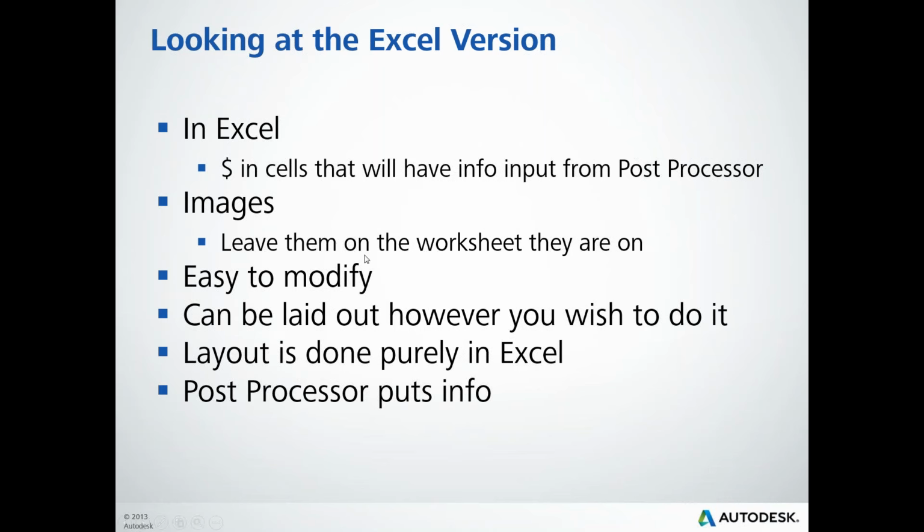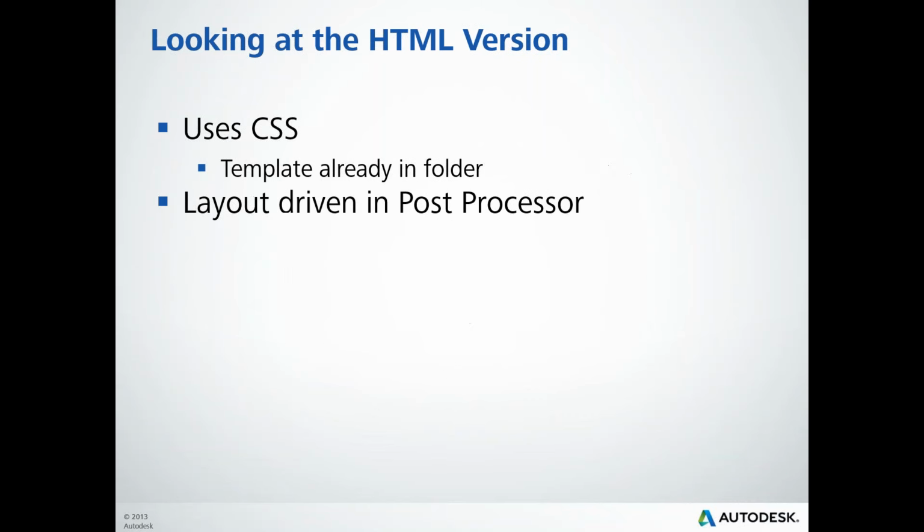Okay. Anyways, so again, Excel is, I think, easier to modify. It's actually got a lot of the info already built into the post process. You just have to tell it to output it. You can lay it out however you want. You can move pretty much everything around. All the layout is done through Excel rather than through the post processor. And then HTML, it already has a CSS style sheet built into it as a template, and all the layout is driven actually through the post processor.